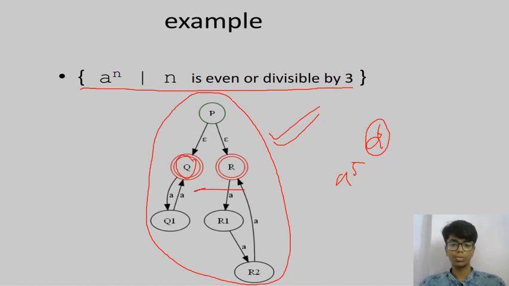So P with A, R with A goes to R1, R1 with A goes to R2, R2 with A goes to R, and then R with A goes to R1, and then R1 with A goes to R2, which is not a final state. So a power 5 is not in this language. So this is correct.